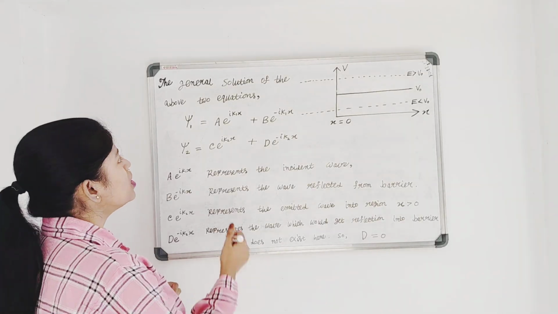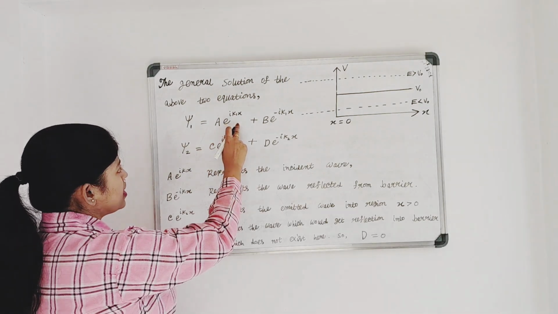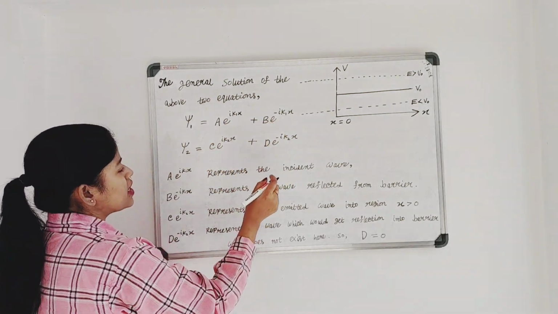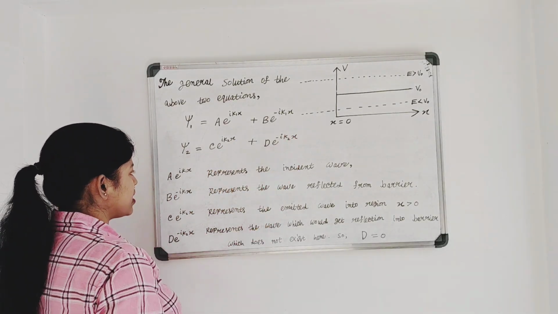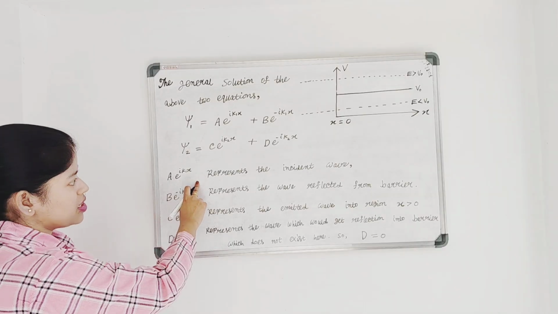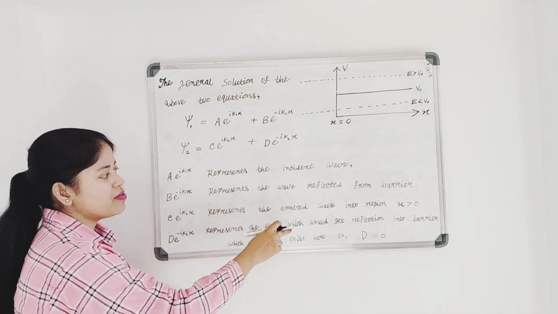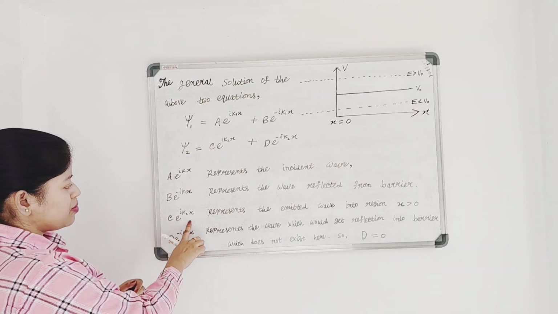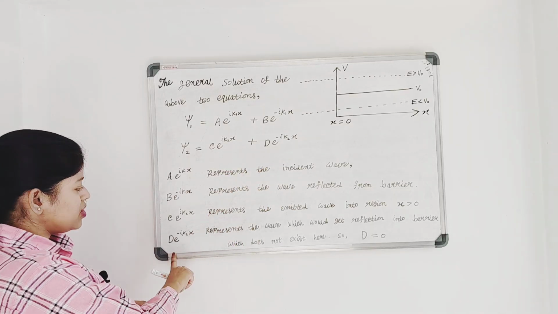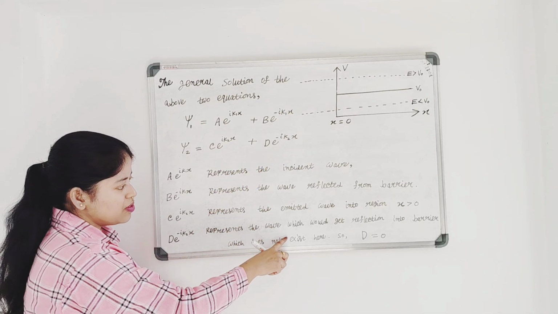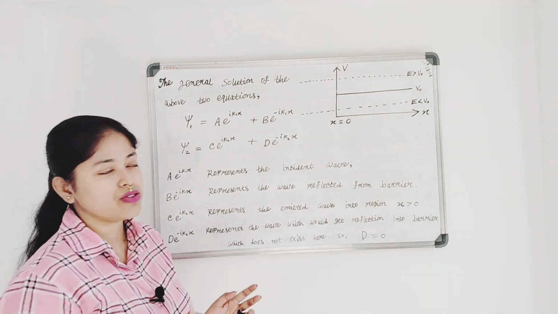Now the general solution of the above two equations is psi 1 equals A e to the power i k1 x plus B e to the power minus i k1 x, and psi 2 equals C e to the power i k2 x plus D e to the power minus i k2 x. Here A e to the power i k1 x represents the incident wave, B e to the power minus i k1 x represents the wave reflected from the barrier, and C e to the power i k2 x represents the transmitted wave into the region x greater than 0. D e to the power minus i k2 x represents a wave reflected into the barrier, which does not exist. So D equals 0.